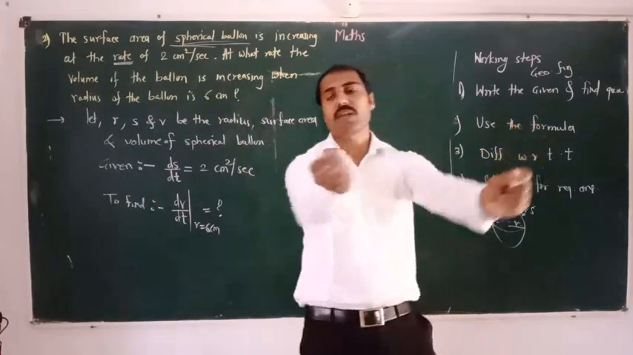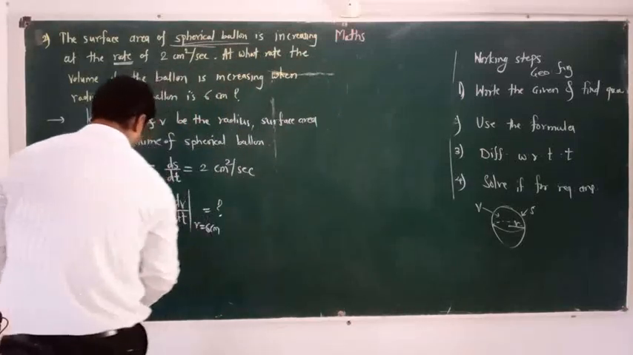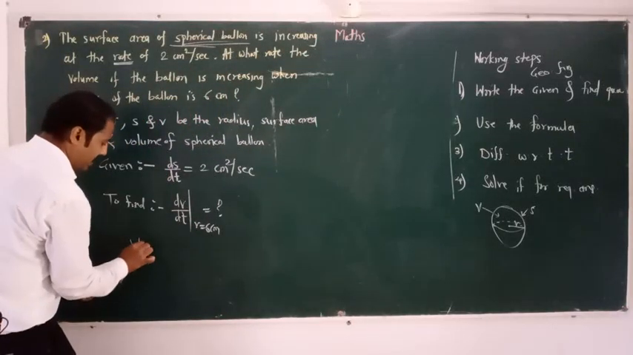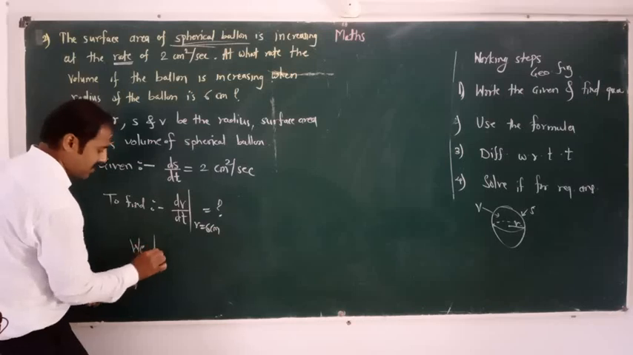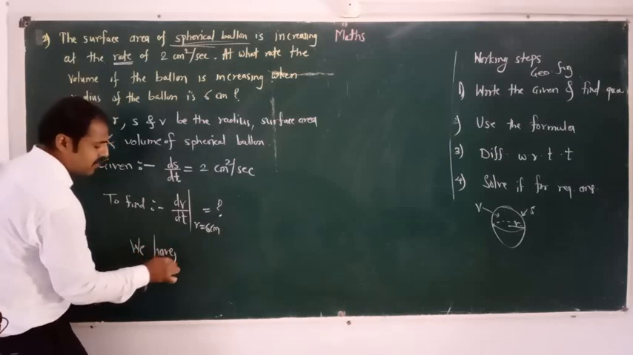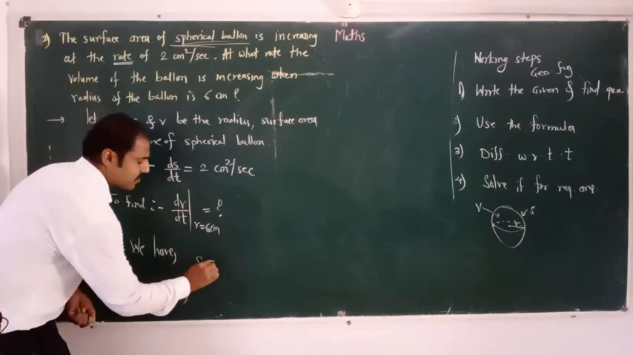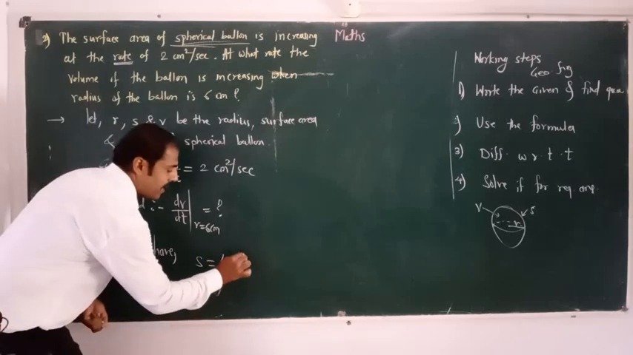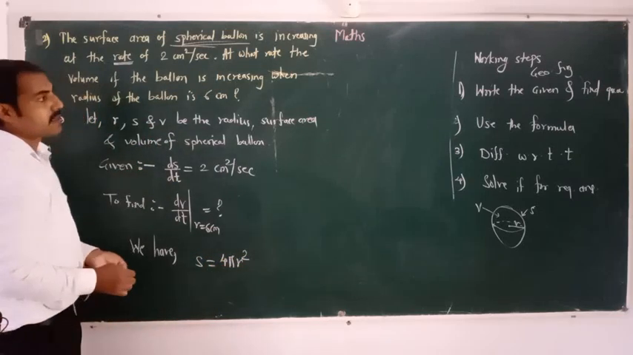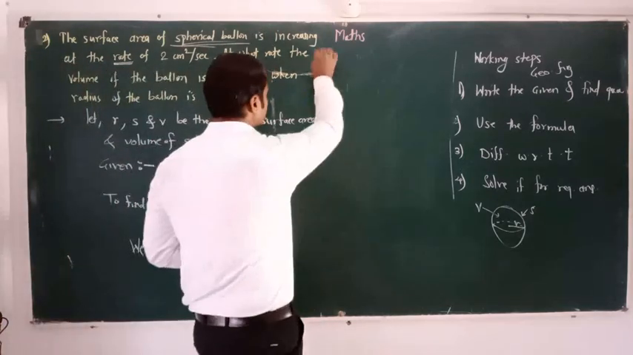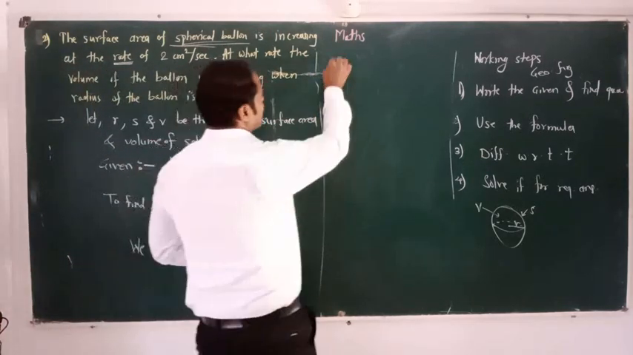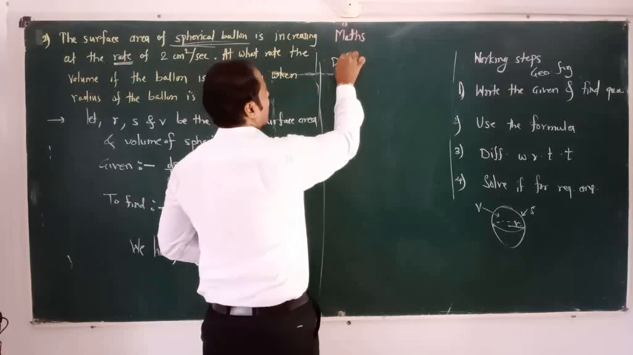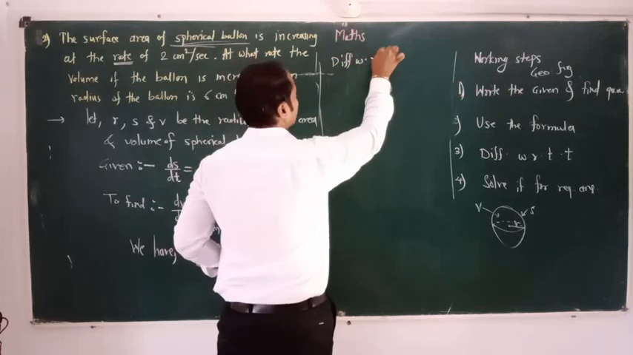Second, use formula. We have the formulas for a sphere. What are the formulas for a sphere? First one: surface area of a sphere is equal to 4 pi r square. Now differentiate that with respect to t. Differentiating with respect to t.